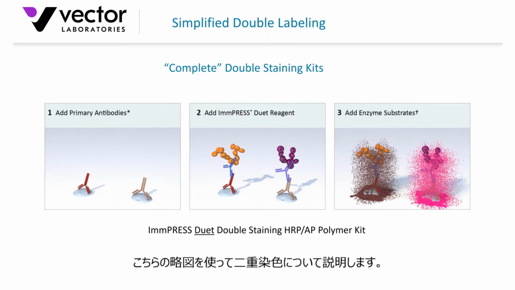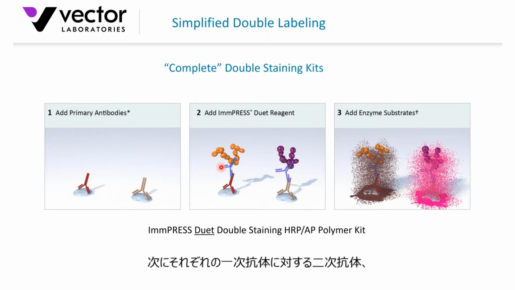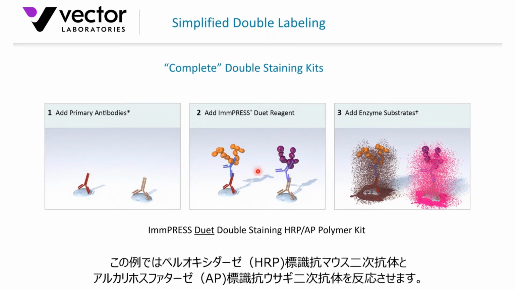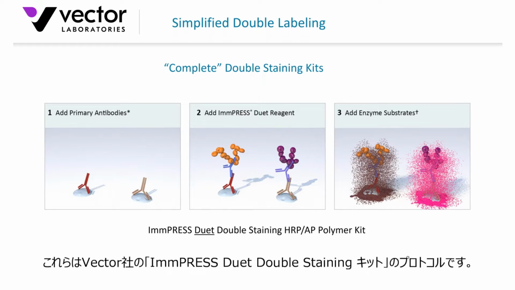whereby we have one primary antibody, say a mouse primary antibody, binding to its target antigen. Here's a rabbit primary antibody binding to its target antigen. Then you detect them with their respective secondary antibody detection reagent. For example, this would be an anti-mouse HRP, or peroxidase-based conjugate, and here's your anti-rabbit with alkaline phosphatase. Then you develop those signals independently with the appropriate contrasting enzyme substrates. These are part of what we call our ImmPRESS DUET double staining kits.